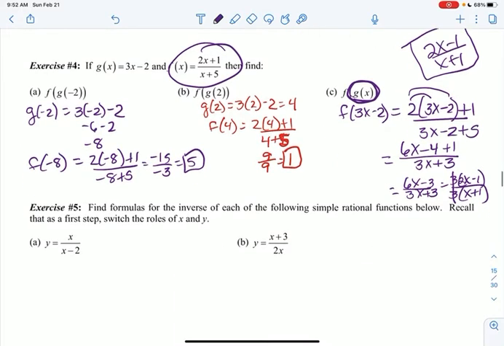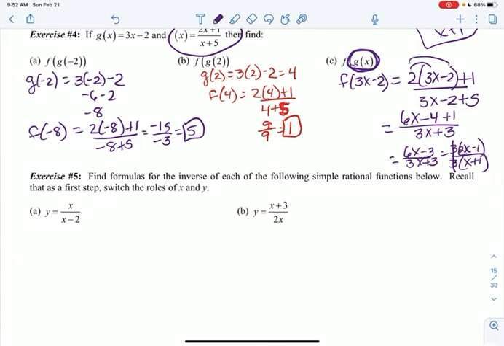All right, number 5, I'm going to do the inverse. Remember, for inverse, you have to switch the x and the y. So these inverses are just a tiny bit more tricky. Wherever there's a y, I'm putting an x, and wherever there's an x, I'm putting a y. So I switch the x's and the y's, and then I have to solve for y.